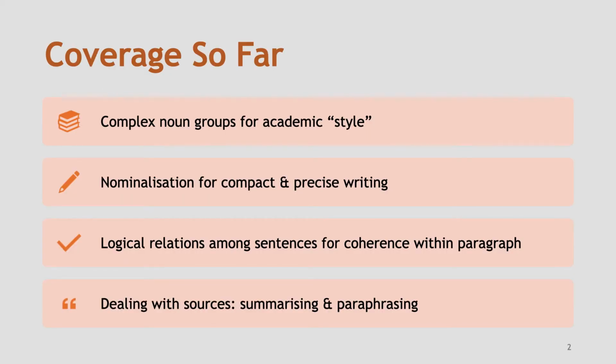So far in the course, we have covered a few language features in general that would help you write effective or professional looking academic essays. And we also talked about summary writing, in that you would need these language skills: those of writing complex noun groups for the academic style, nominalization for compact and precise writing, and logical sentence relations for coherence within a paragraph, or how you're going to paraphrase the logical relations between sentences.